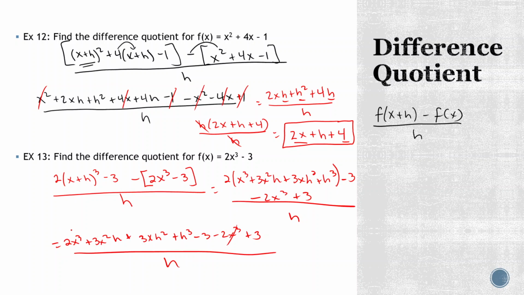So the x cubes go away and the 3's go away. Everything else has an h, so my final answer is 3x squared plus 3xh plus h squared. So the derivative that we'll find is this 3x squared part.